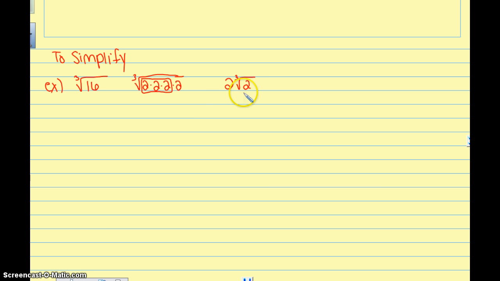Now this is simplified. Another way of looking at it is you want to find what number that is a perfect cube that goes into 16. So you could separate and do the cubed root of 8 times the cubed root of 2. 8 is a perfect cube. 8 times 2 then is 16. So this number here is a perfect cube of 2 times the cubed root of 2, which is the exact same answer that we just wrote. So either method is appropriate.